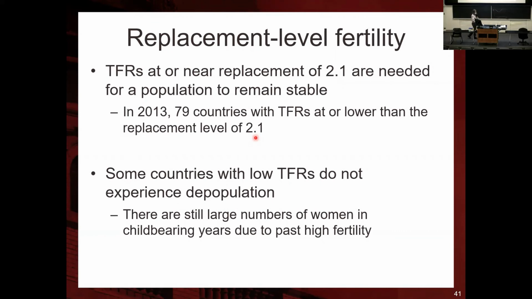Some countries with low TFRs do not experience depopulation. There are still large numbers of women in childbearing years due to past high fertility. So some countries that have short-term declines in fertility still don't see a negative rate of natural increase, because previous generations had so much fertility, and these previous children reach reproductive ages. Now you have a lot of women of reproductive age who might have been exposed to a low TFR, but they are still in big numbers. So you don't see so much depopulation, right?